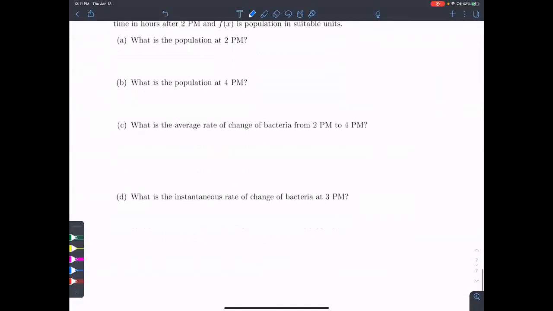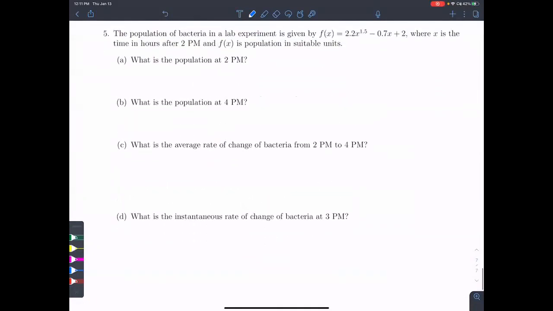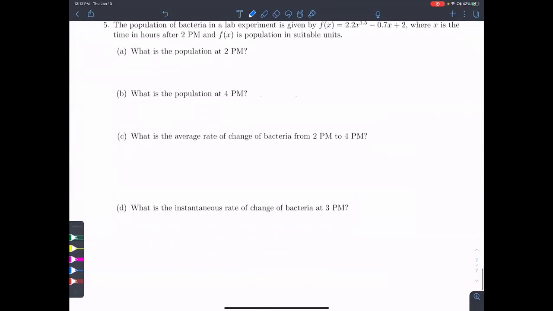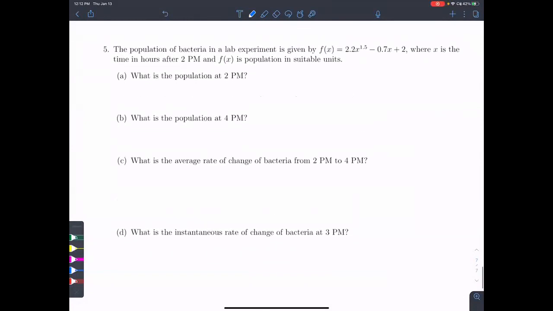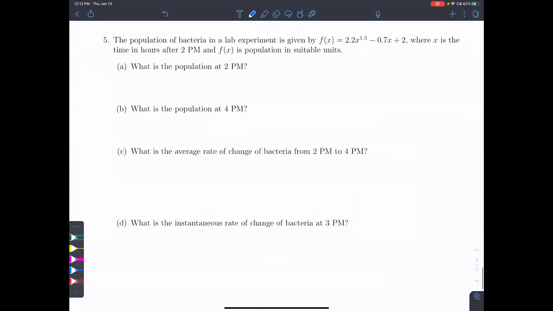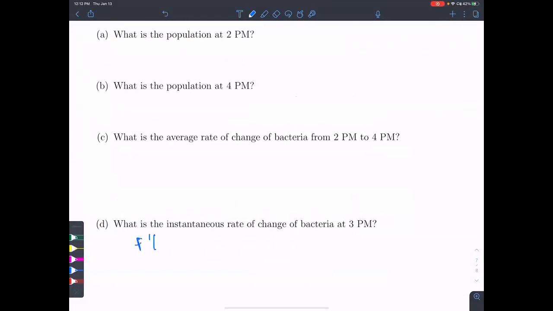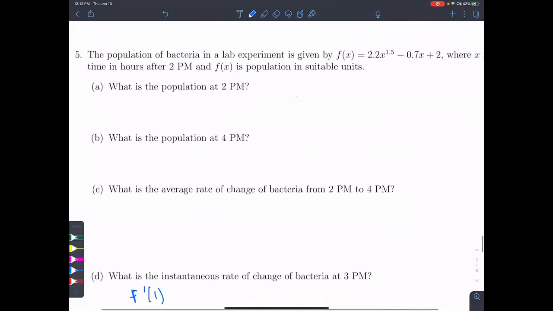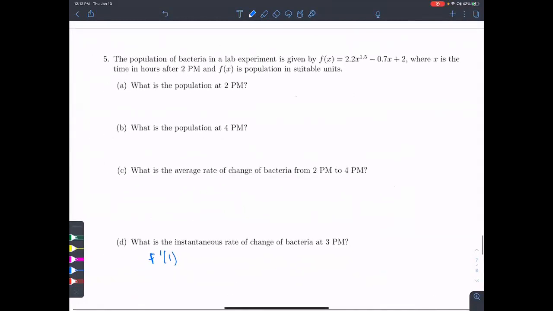I think you can figure out this one as well. A, B, and C, none of them require a derivative. C, you're going to do the slope between those two things. D is the only one where you're going to do a derivative. You're going to do f prime of 1 because this is population past 2 p.m. So the rate of change at 3 p.m. would be f prime of 1. The rest is just function values there.